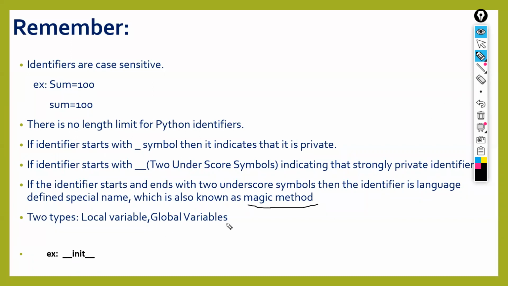And we have 2 types of variables. One is the local variable. Second one is the global variable. While we are dealing with functions, we'll know about that. Right? What do you mean by local variable? Whatever variable is assigned within a function is called a local variable. Outside the function is called a global variable. A global variable can be accessed by the entire program. A local variable can be accessed within the function only. Right? Okay.